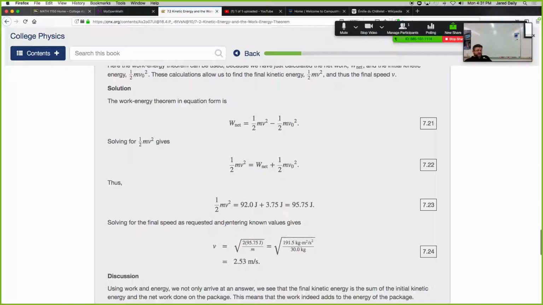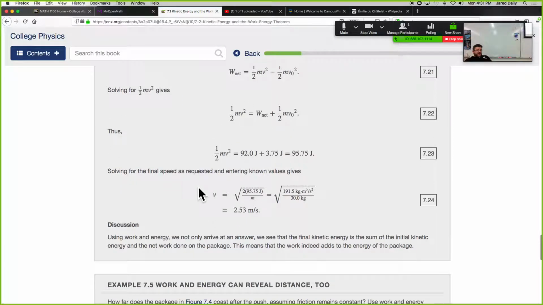We solve for the final speed, or the final velocity, first. And when you solve for the final velocity, you get this equation that you can plug your numbers into, and you get 2.53 meters per second after it's been pushed.